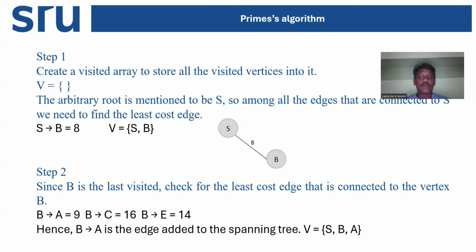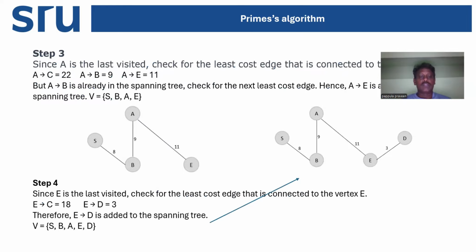So coming to step 1, create the visited array to store all the vertices into it. So V is empty now. So the arbitrary root is first S to B, that is 8, the next one is 9, and the next one is 11, as we already discussed. Now coming to the next one, E to C. We have different edges, but E to C is 18 and E to D is 3. So we can choose E to D only because that is the least cost. E to D is 3, and therefore E to D is added to the spanning tree.